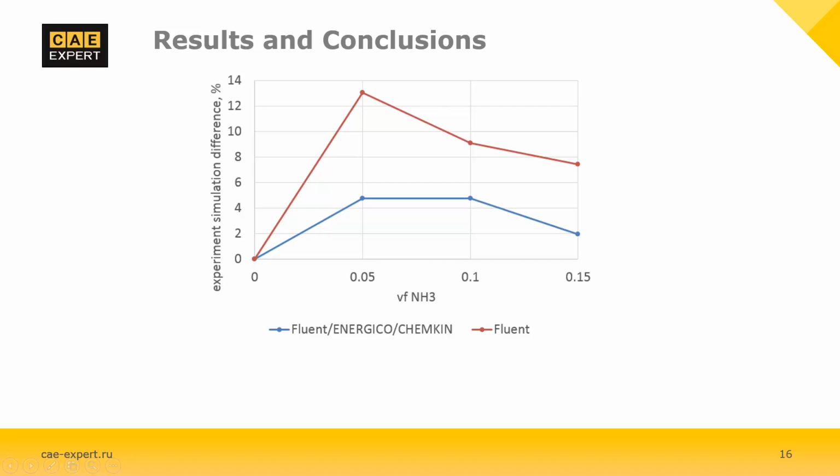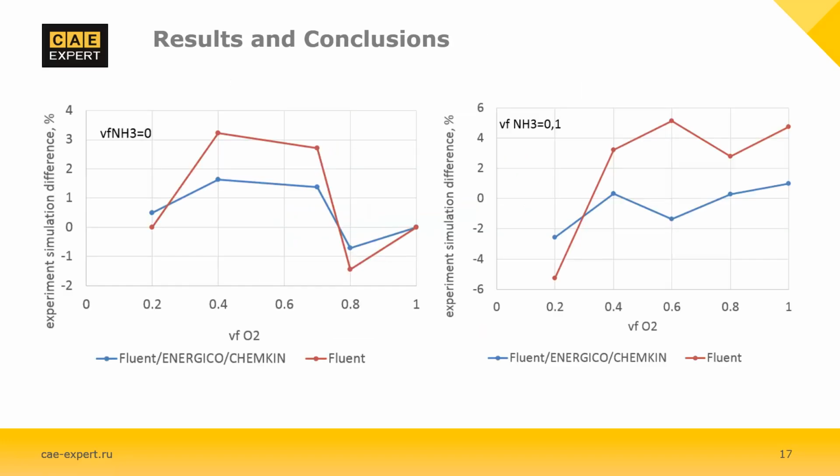Difference between experiment and simulation rises from 0 to 5% for CHEMKIN solution and from 0 to 13% for Fluent solution. After 10% of ammonia volume fraction, overstate decreases down to 2% for CHEMKIN and to 8% for Fluent. Oxygen change didn't make any significant effect on CHEMKIN solution accuracy, and is still better than Fluent reduced mechanism.